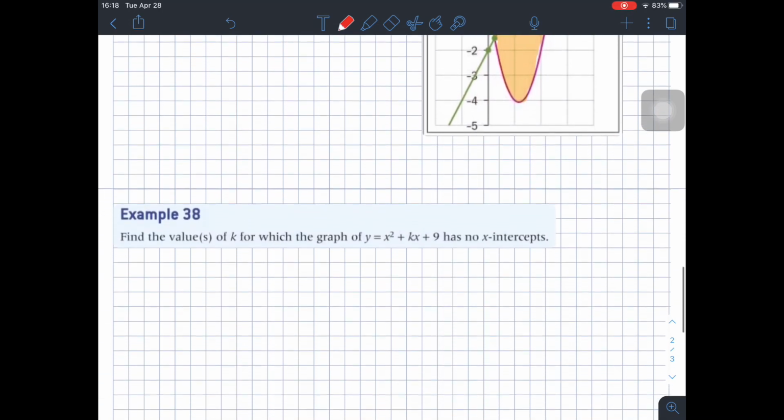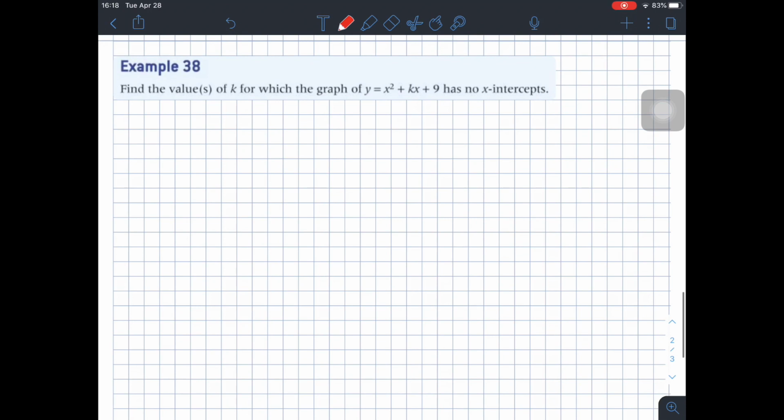Let's go to the last example, example 38. It says, find the value or values of k for which the graph y equals x squared plus kx plus 9 has no x-intercepts. You already know how to solve this. Let's try doing this without a calculator.